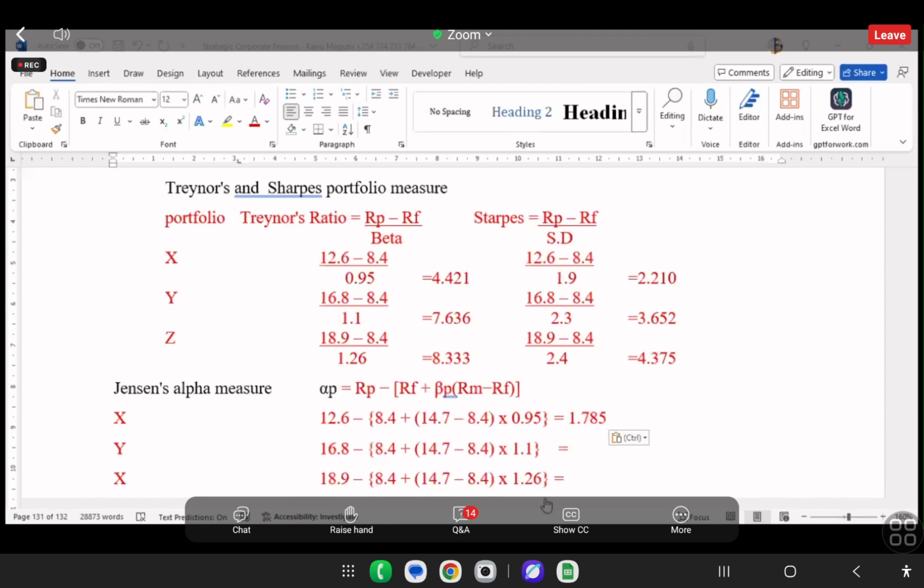How much is it? X, Y, Z. Give me the alpha so that we move fast. X was 1.75. Okay, there's someone who has written all of them. Let me just use these ones.